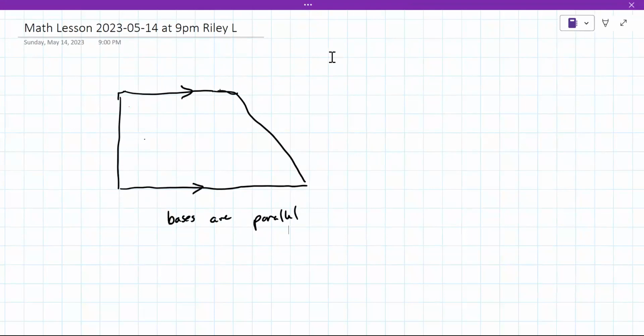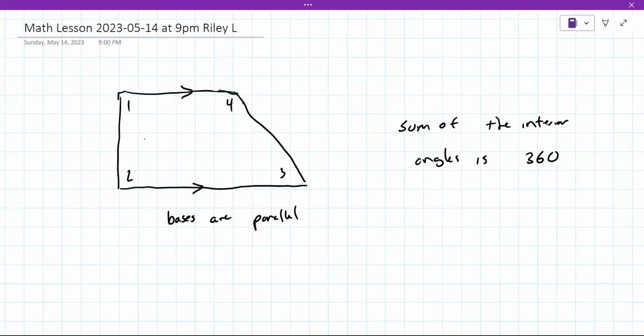And the sum of the interior angles is 360. There are 1, 2, 3, 4 angles. You need to write those in, 1, 2, 3, 4 angles, and they all add up to 360. All right, that's kind of it for now.